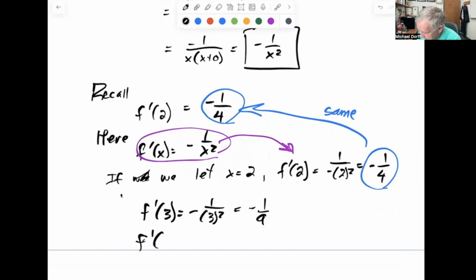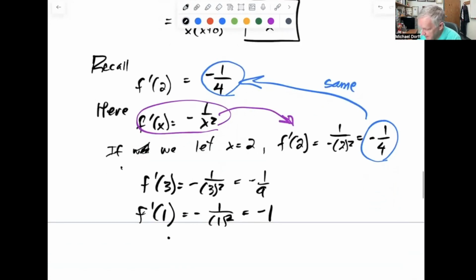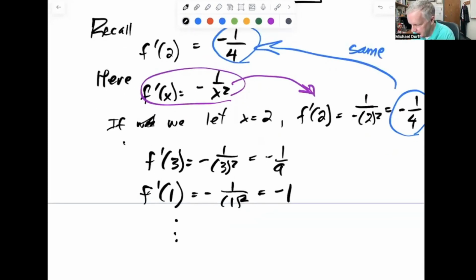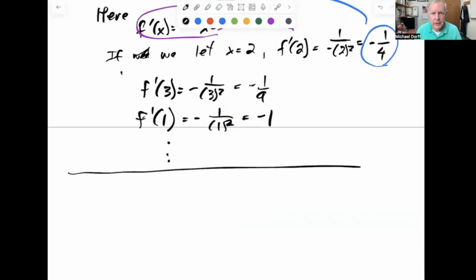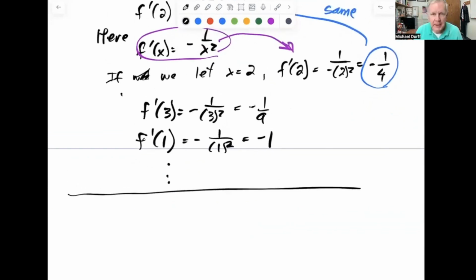Or I could do the derivative at 1, and then I get negative 1 over 1 squared, which is negative 1. And I can keep doing that. I can find it for everything. So this new definition of the derivative of the function f of x as a function allows me to find all the answers I need, instead of just finding it at one particular point like we were doing previously.